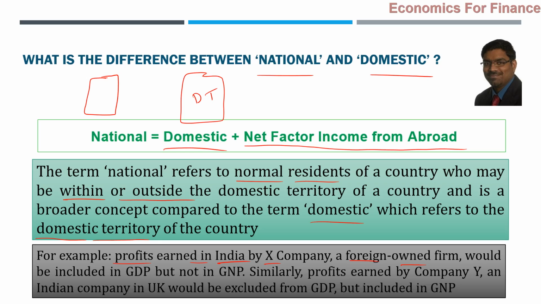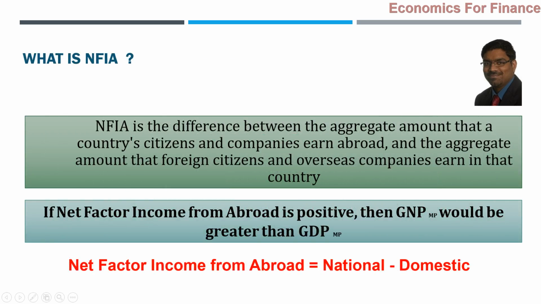So, are they all included in GDP? Answer is yes, they are. But are they included in GNP? Answer is no, because they are not Indian companies, they are foreign companies. Same way, Indian nationals and Indian national companies earning money abroad, they will not be included in GDP, but they will be included in GNP. That difference has to be very clear, and that difference is what is called the net factor income from abroad.